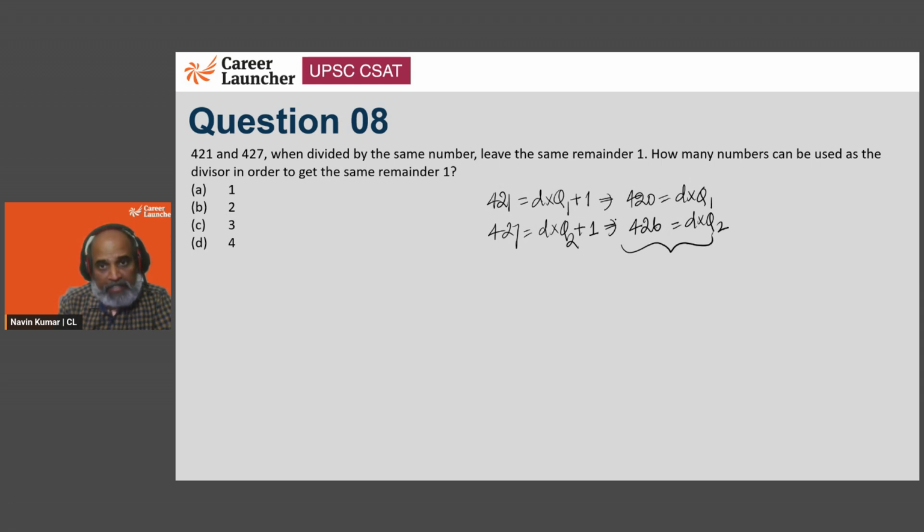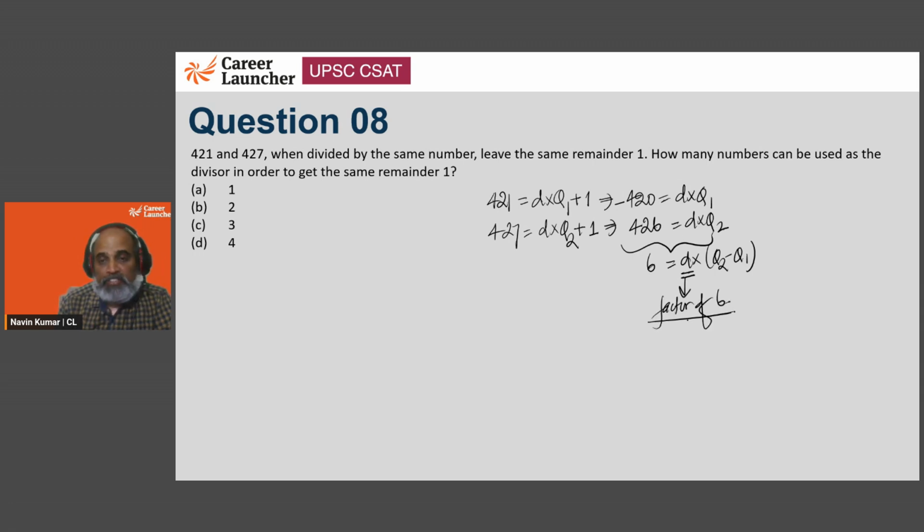Now, if we subtract the first from the second, 426 minus 420 is 6. It can be written as D into (Q2 minus Q1). So since 6 is written as D times something, that means D has to be a factor of 6.